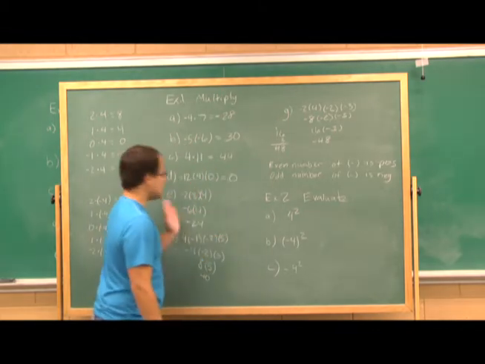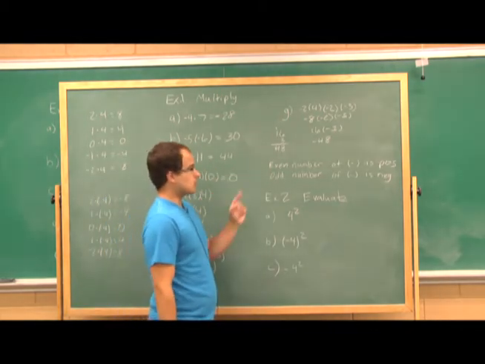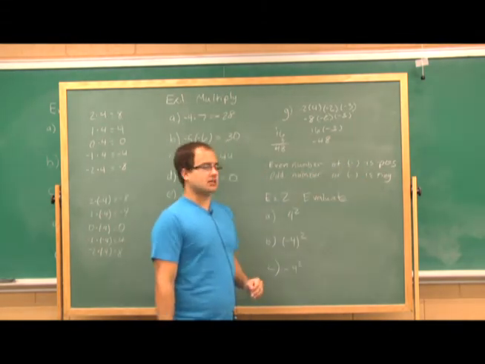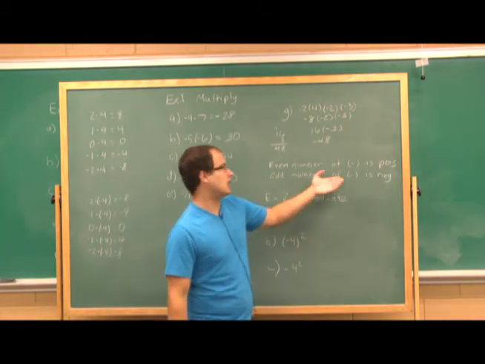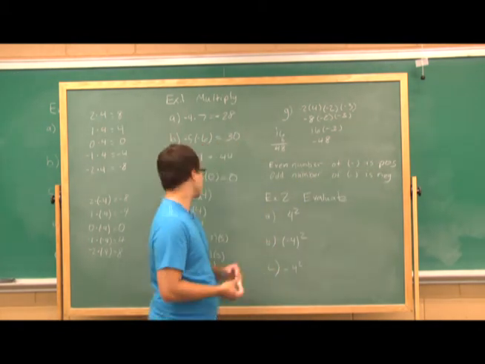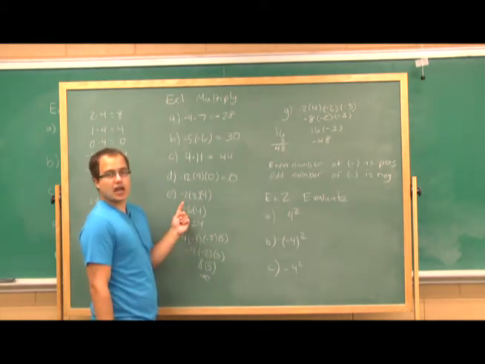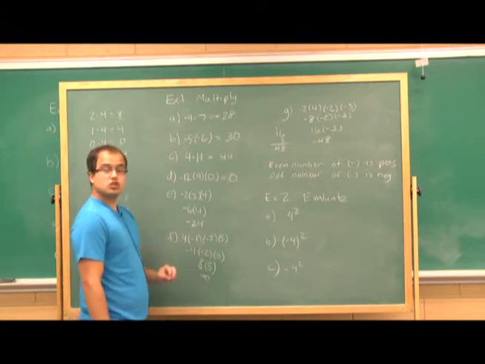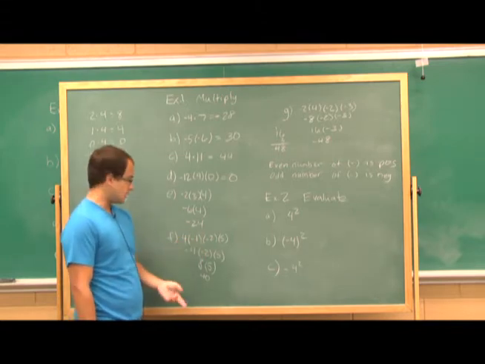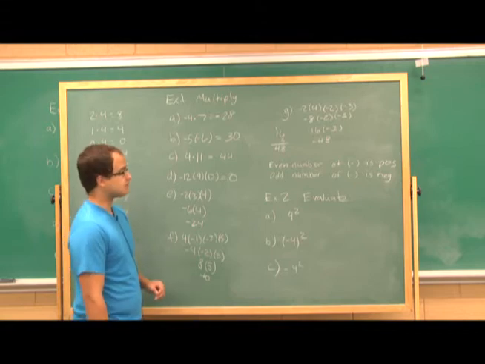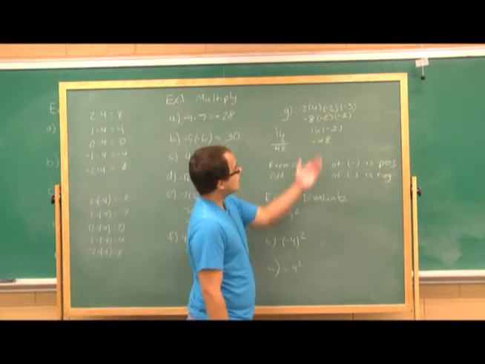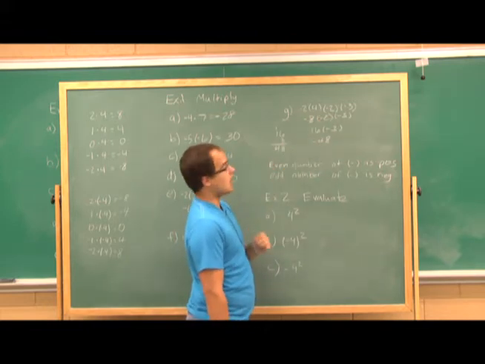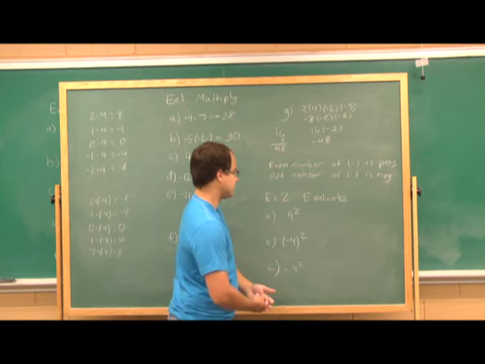So the last three, E, F, and G, give us this rule. If there's an even number of negative signs, the answer is going to be positive. If there's an odd number of negative signs, the answer is going to be negative. So here, one negative sign, 1 is odd, so our answer was negative. Here, 1, 2 negative signs, 2 is even, so our answer was positive. 1, 2, 3 negative signs, 3 is odd, so our answer was negative.